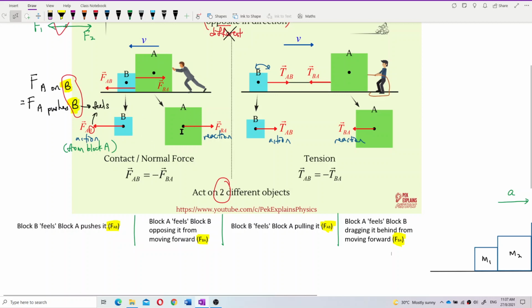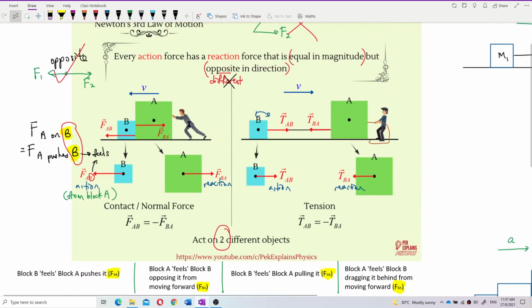Now, block A also feels that block B is opposing it from moving forward. The force pushes block A to move forward, but block B is like inhibiting it from moving forward. It's like blocking the way. Block B is like blocking the way of block A. You understand or not?